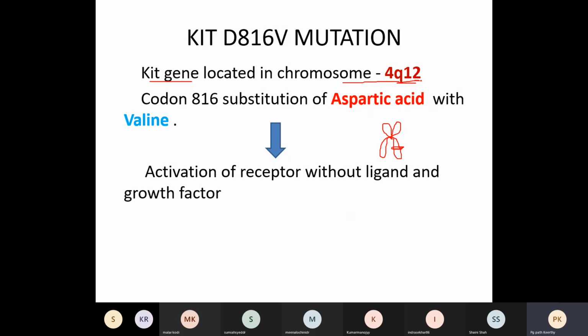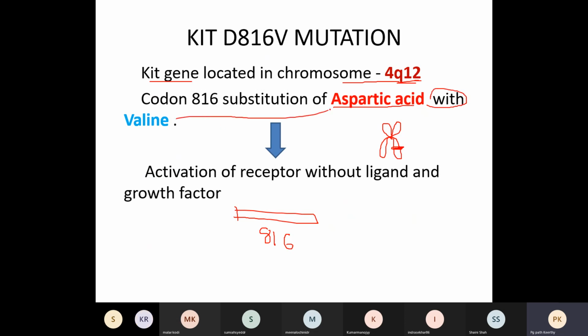I taught in the previous classes: region, band, subband, right? So region 1, band 2. That's where this gene is located. So what happens? In this gene, there is one codon called 816. There, a substitution of aspartic acid with valine has happened.